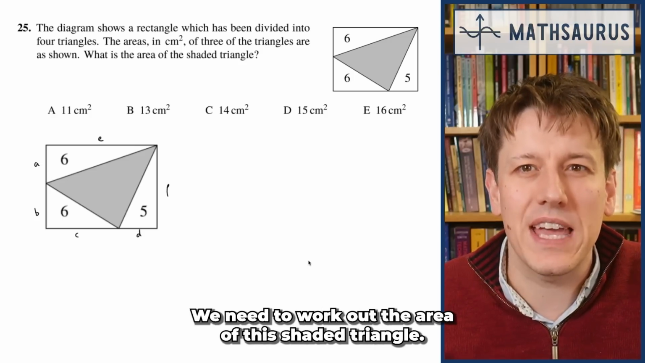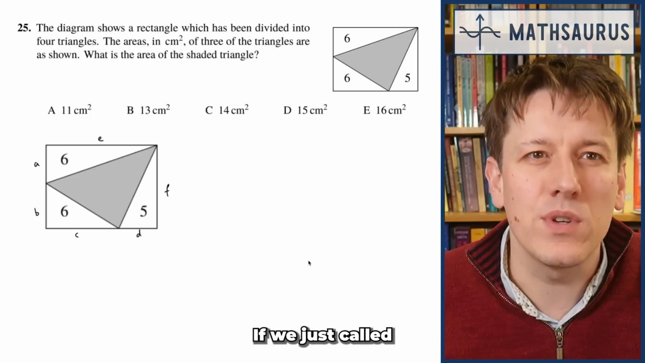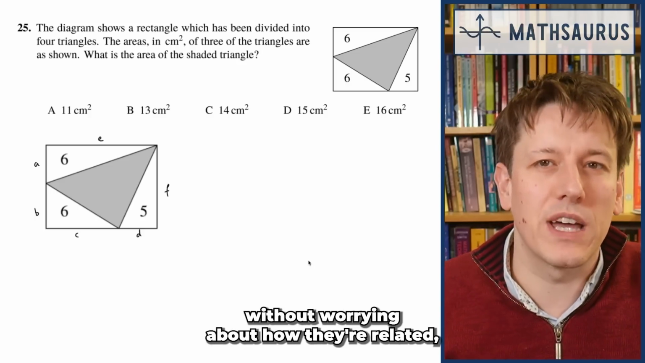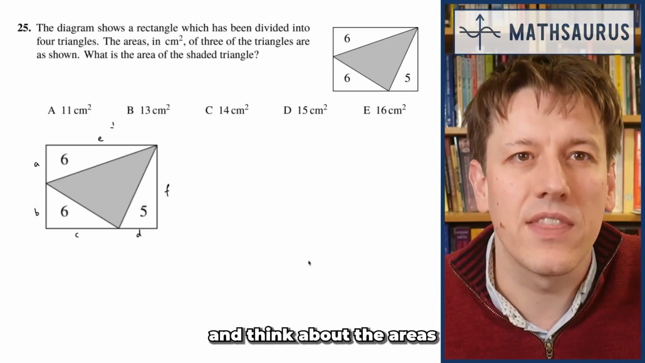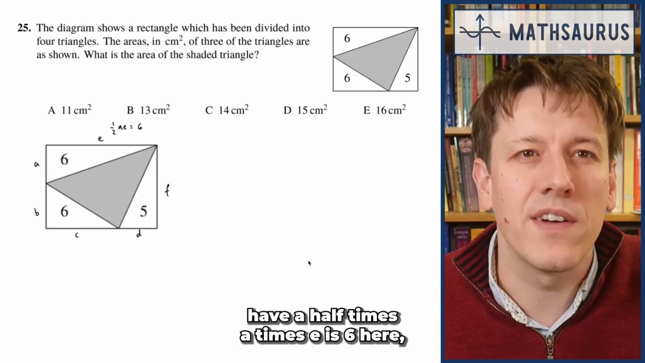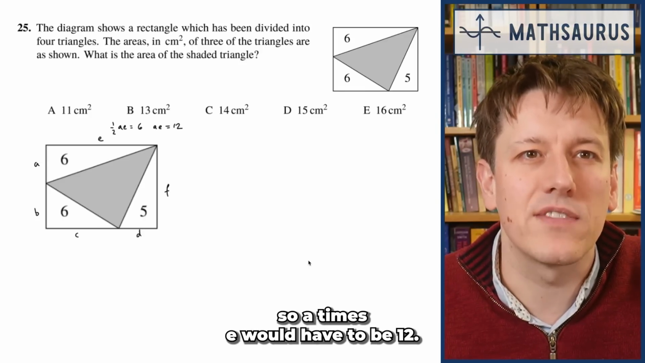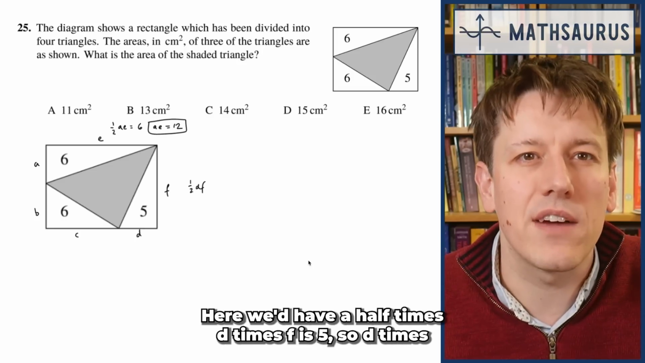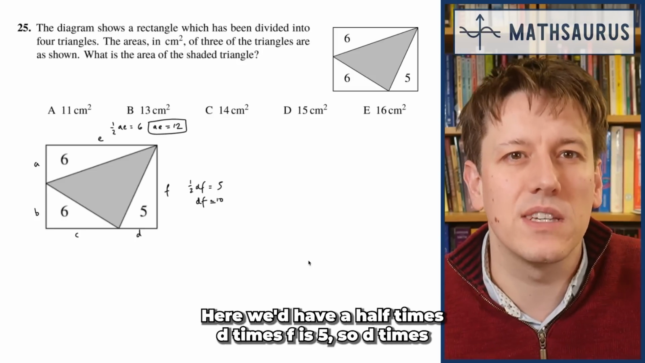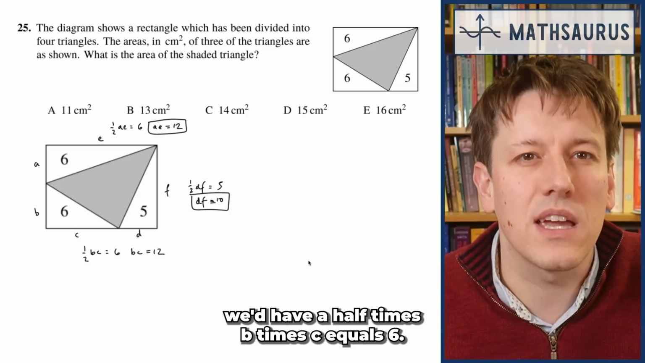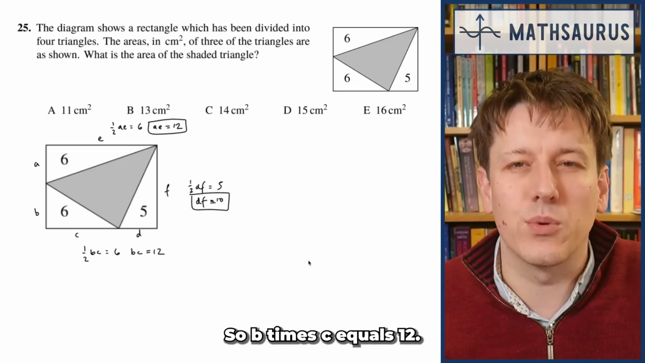We need to work out the area of this shaded triangle. If we just called all of these side lengths A, B, C, D, E and F for now, without worrying about how they're related, and think about the areas of the triangles, we'd have a half times A times E is 6 here, so A times E would have to be 12. Here we'd have a half times D times F is 5, so D times F would be 10, and for the other one we'd have a half times B times C equals 6, so B times C equals 12.